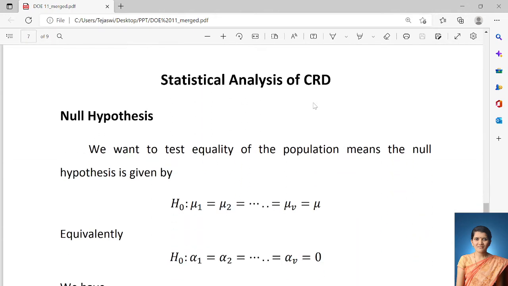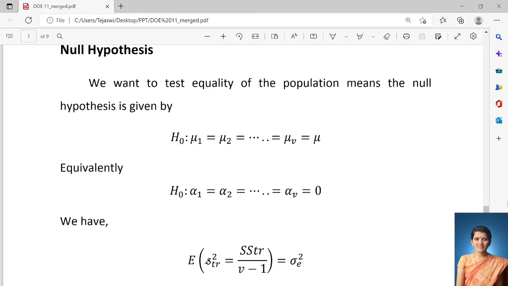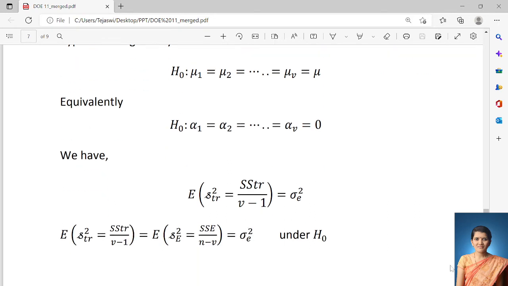Now we go for the statistical analysis of CRD. First we write the statistical hypothesis. The null hypothesis H naught is mu1 equals mu2 equals up to muv equals mu, and the treatment effects alpha 1, alpha 2, up to alpha v are equal to 0. So we know that the expected value of the mean sum of square due to the treatment is equal to sigma square under H naught.